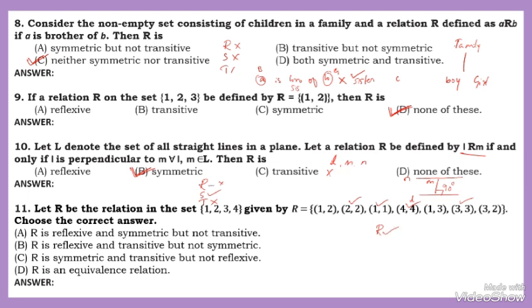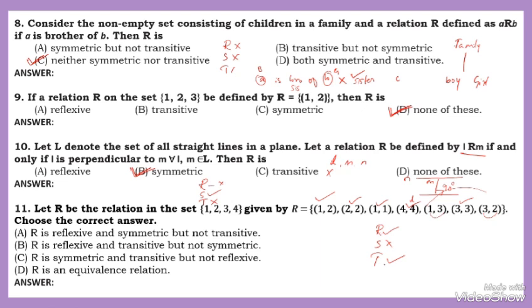Again, 1 is related to 2, but 2 is not related to 1; no such elements are present. Therefore, the symmetric property does not hold. Again, for the third property, transitivity: 1 is related to 3 and 3 is related to 2, and 1 is related to 2, which is present here. Therefore, the transitivity property holds.